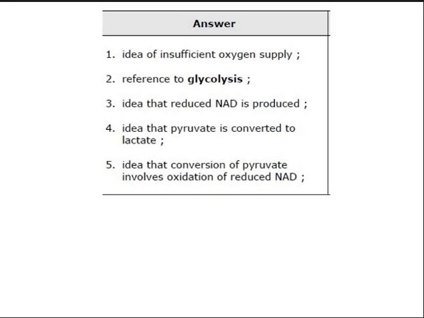And you're given the idea that reduced NAD is produced, and then you're using that reduced NAD to convert pyruvate to lactate. Okay, and that's marking point number 5. Idea that conversion of pyruvate involves the oxidation of reduced NAD. So glycolysis is occurring. You're producing pyruvate as normal, and then because there's no oxygen available, you're now oxidizing your reduced NAD, donating that hydrogen ion to the pyruvate to form lactate, and that's why the lactate is building up in the muscle tissues. You're not describing the table, you are explaining it.